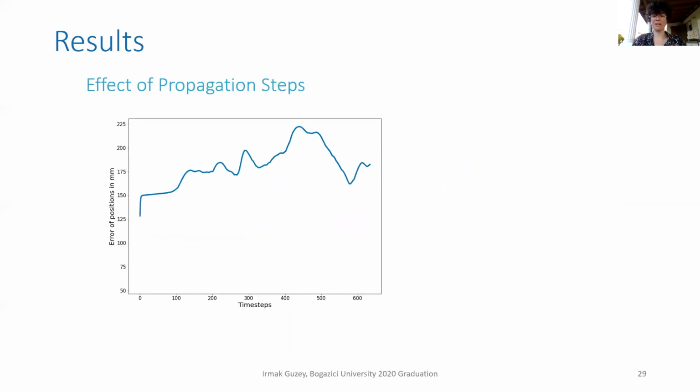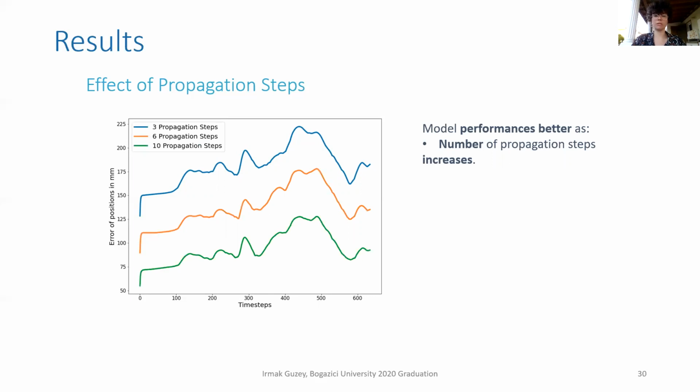Now, I want to show the effect of propagation steps that are used to train the model on accuracy. Again, with the same logic, we expect to have better accuracy with an increasing number of propagation steps. This graph shows the average error when the model is trained with 3 propagation steps. Then, errors of the models with more propagation steps are evaluated. And we can observe in this graph that the error is less when more propagation steps are used in training. So we can conclude that the model performance is better as the number of propagation steps increases as well.